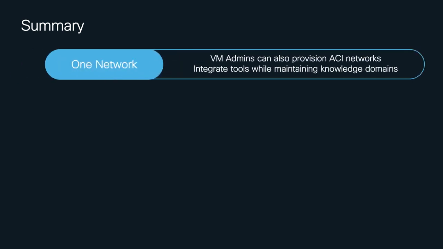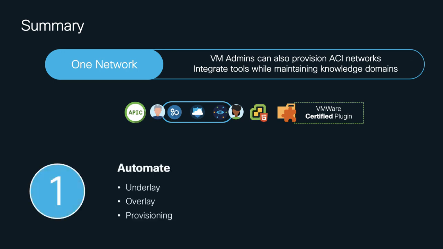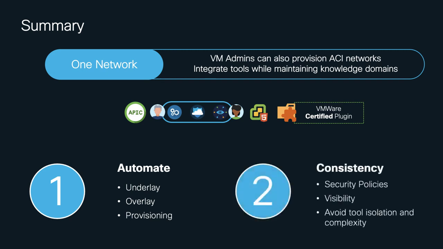In summary, as you can see, by installing and using ACI's VMware plugin, both VM admins and network admins can now use the same automated underlay and overlay network while having common visibility and consistent security without sacrificing their own configuration tools and knowledge domains. However, ACI integrations to VMware and other hypervisors do not stop there. There are many other solutions like VMware vRealize, Microsoft System Center, OpenStack, and many more. So, make sure you stay tuned to learn more about those integrations as well.